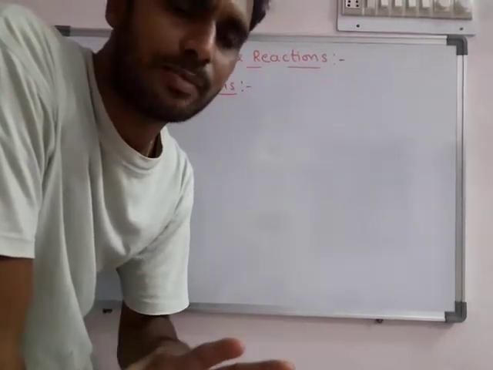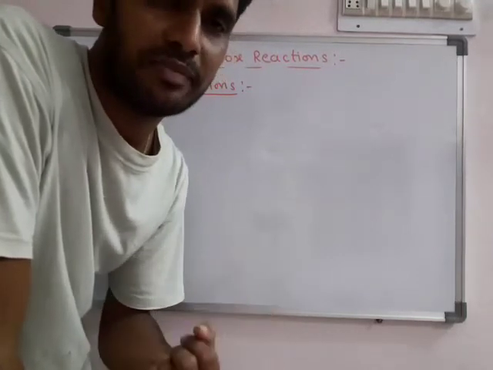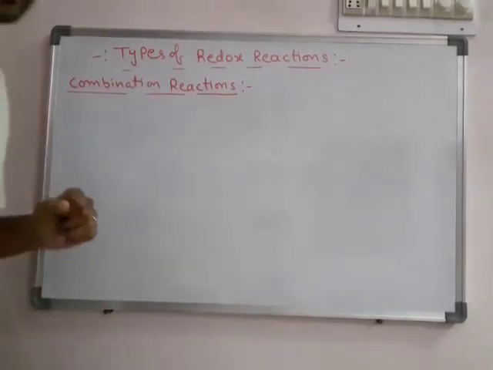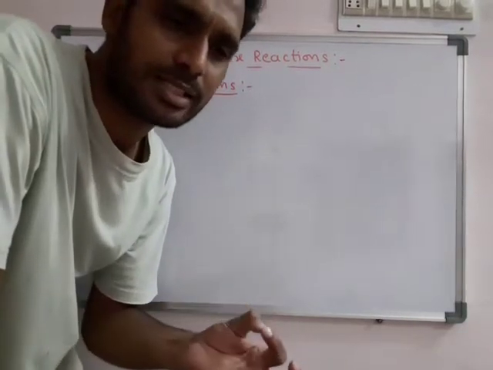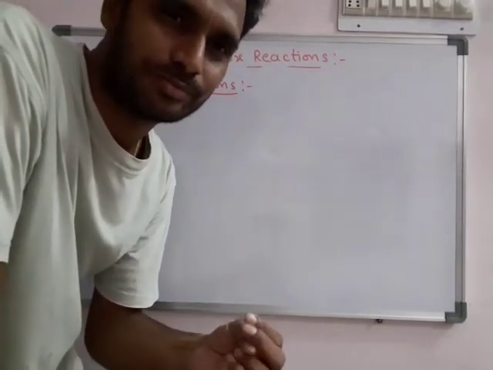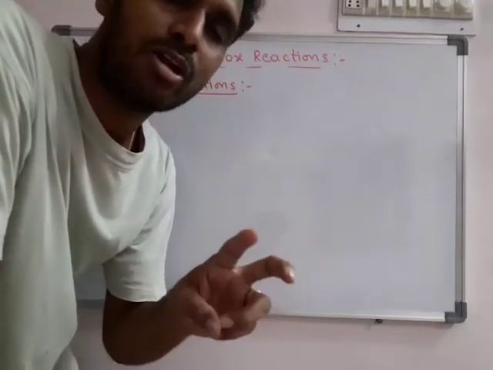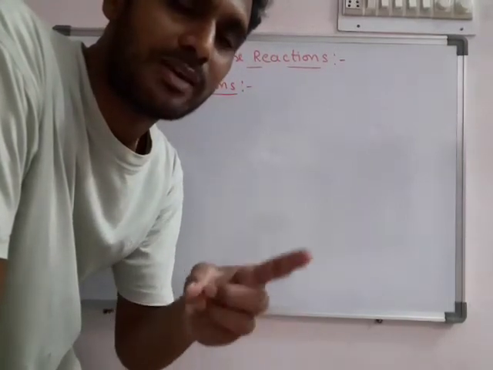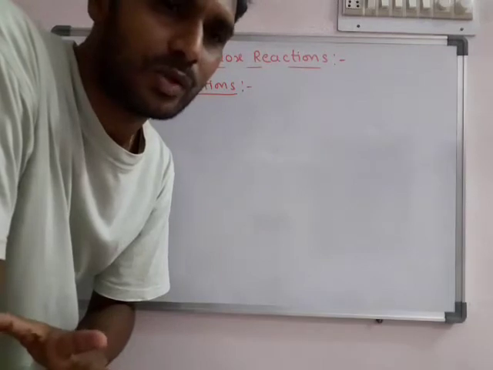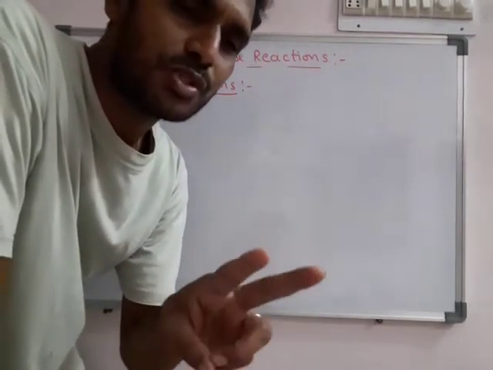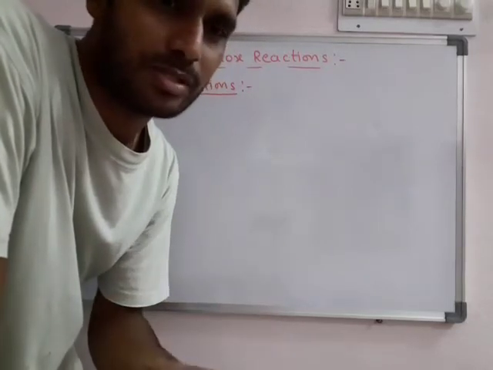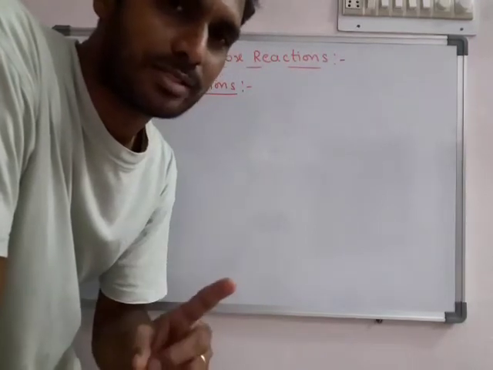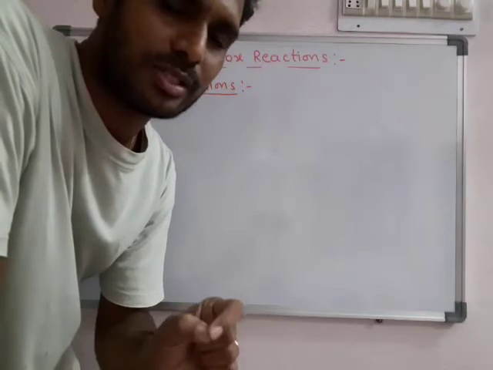Redox reactions are classified into different types. First we see the combination reactions. Already in the lower classes we know the combination reaction means the combining of two or more. Generally here in redox reactions, combining of two elements giving only one single product. Combining of two atoms or compounds, giving only one single product, are called combination reactions.